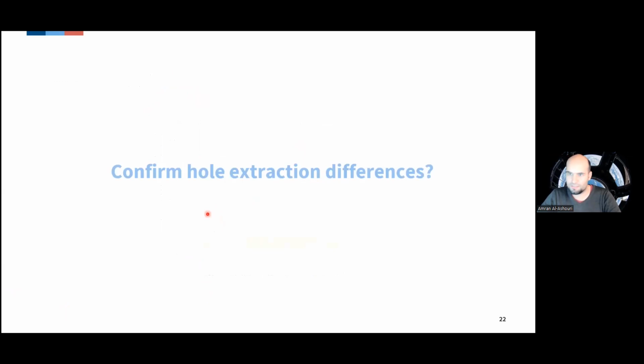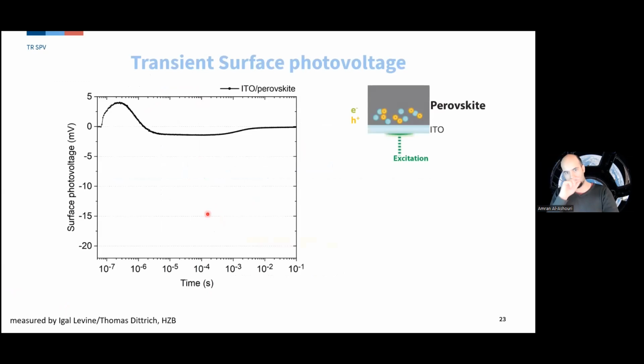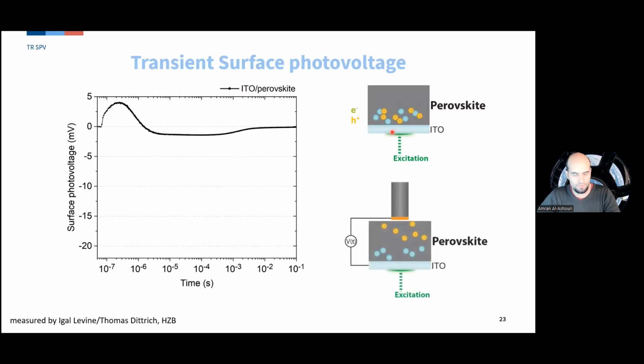Can we confirm that now with another technique? And this was quite useful as well. I mean, we can measure surface photovoltage. So instead of measuring photons, we just measure the voltage, which is the main thing that a solar cell should do, right? So you start with perovskite, and usually when you extract charges, you have an asymmetry in charge carrier concentrations between electrons and holes. And this should be visible in the sign of the photovoltage.